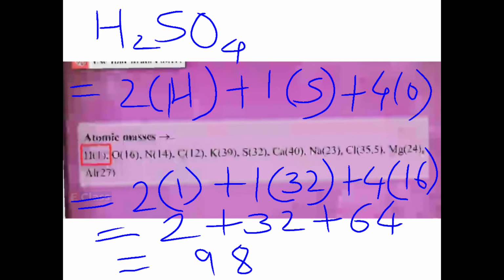H2SO4 is only written on the screen, so that only you have to write down. H2SO4, that is equal to 2 in the bracket H plus 1 in the bracket S plus 4 in the bracket O.